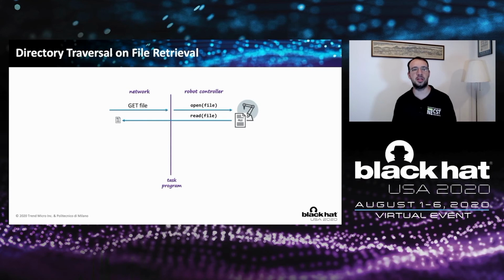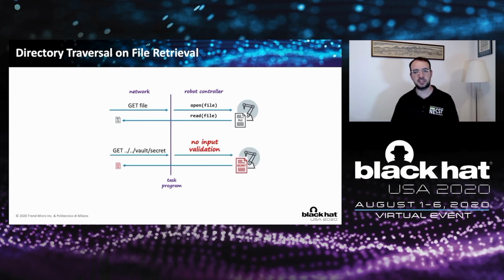The second class of vulnerability is directory traversal. Directory traversal works just like it does in other cases. We have a program that opens a file whose file name is controlled by data received from the network without any form of validation. From the network, we send a file name, the robot controller opens that file, reads it, and sends it back over the network, or writes it, or does something with that file. If there isn't any form of input validation, an attacker can send a file name with the usual pattern ../ and traverse the hierarchy of the file system, ending up reading, for example, secret information.